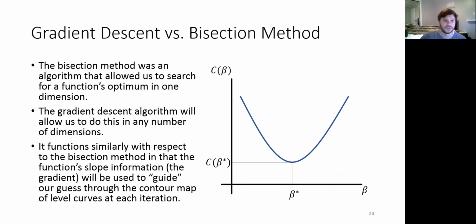And it functions very similarly to the bisection method with respect to the slope information of the function. The gradient contains the slope information, the information of the derivatives in all the different directions you can walk. That is going to be used to guide our update rule at every iteration in much the same regard that the slope information was used to guide the update rule in the bisection algorithm.